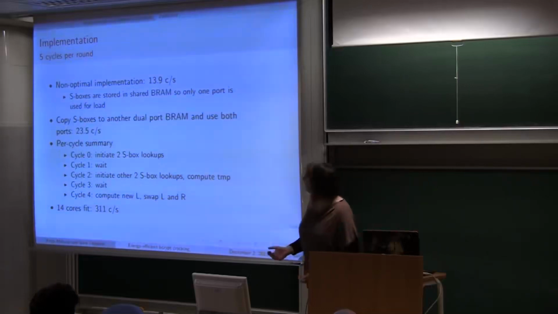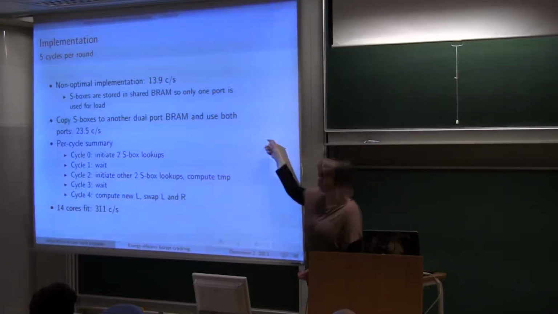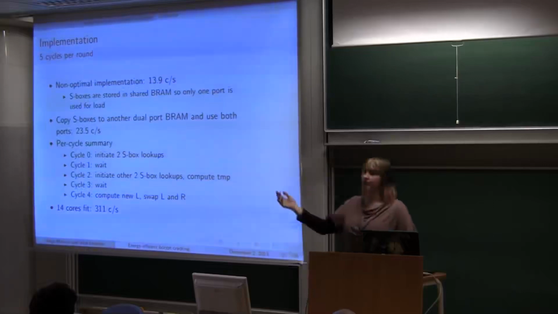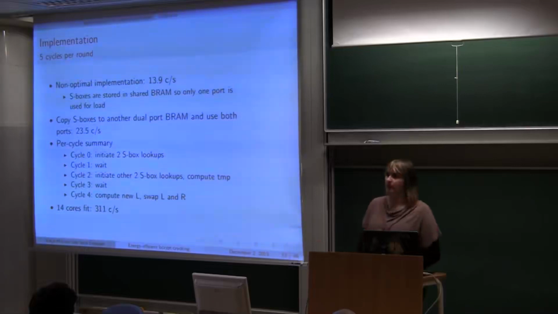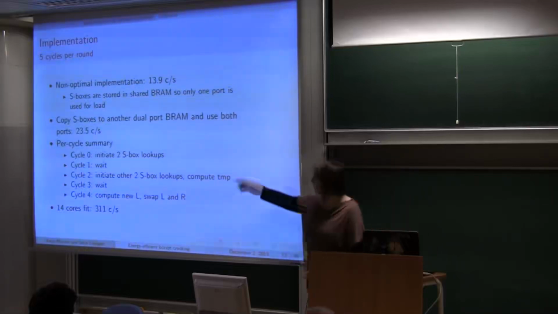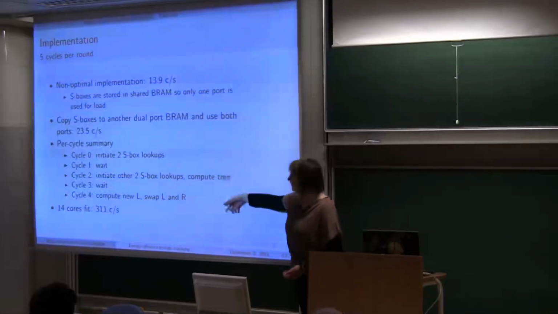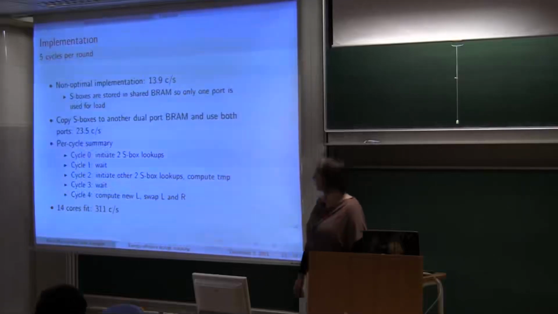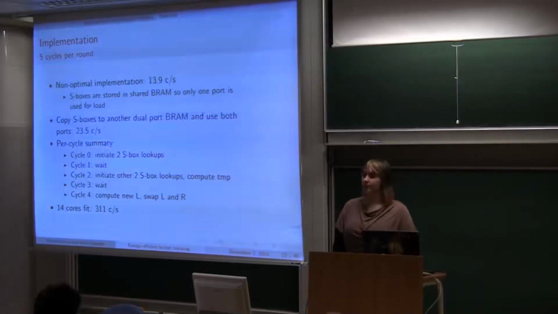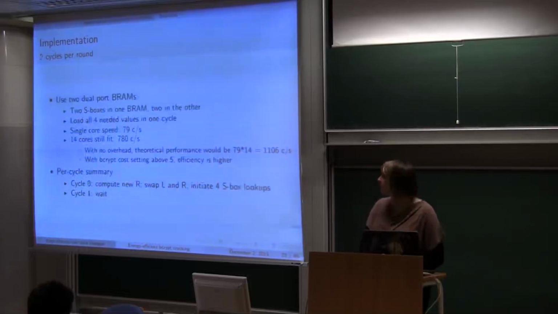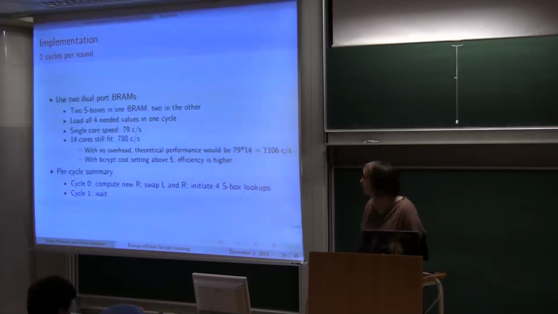So the next optimization was to copy S-boxes into local instances where we can use both ports and thus have 2 lookups in one cycle and then compute new L and R. With this approach, we were able to fit 14 cores with a performance of 311 cracks per second.